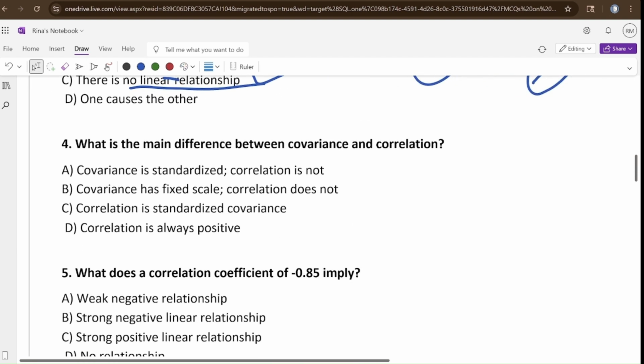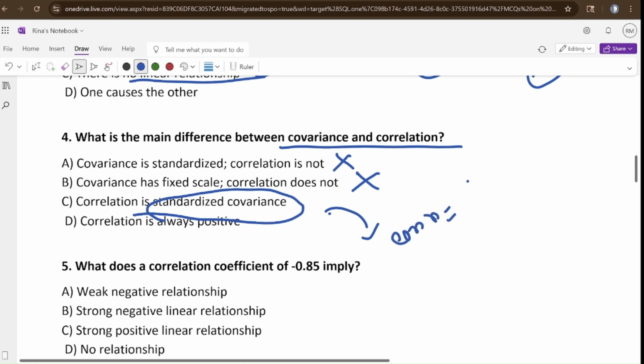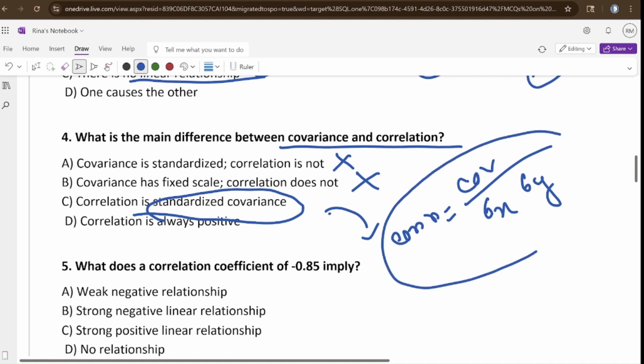Now, what is the main difference between covariance and correlation? Covariance standardized, nothing like that. Fixed scale, nothing like that. Correlation is standardized covariance, exactly. So what is the formula for correlation? The correlation formula is covariance divided by the standard deviation of one variable times the standard deviation of the other variable. So standardized covariance is correlation. This is the formula.